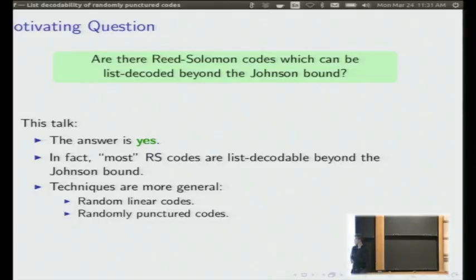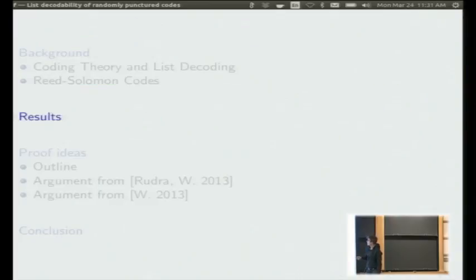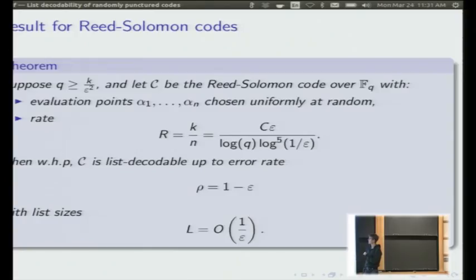And moreover, the techniques that we use are more general. So in particular, we get some applications for list decodability of random linear codes, which were not known, and more generally to randomly punctured codes, hence the title of the talk. And I'll explain what that means in a minute. OK, so that's the intro section. Are there any questions before I throw up a theorem? OK, I'll throw up a theorem.